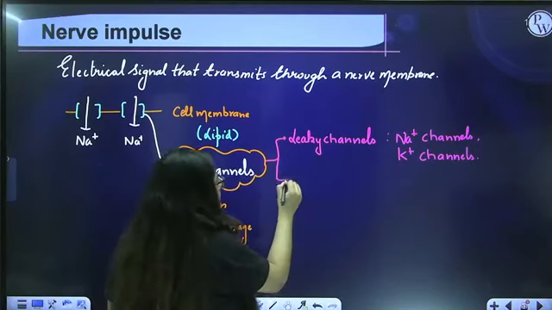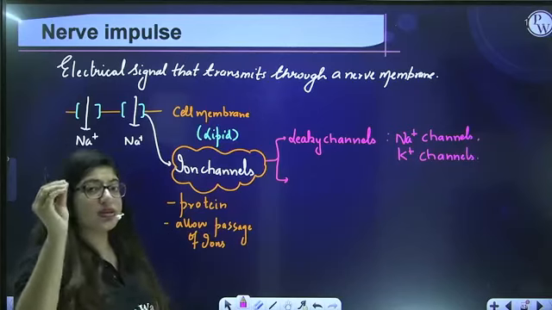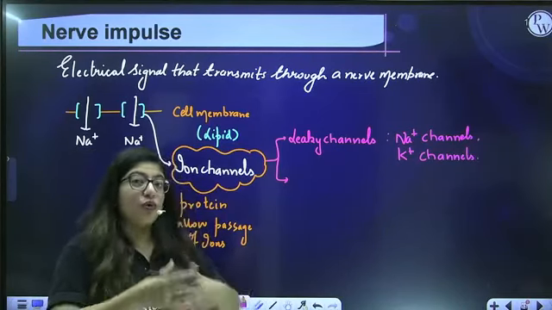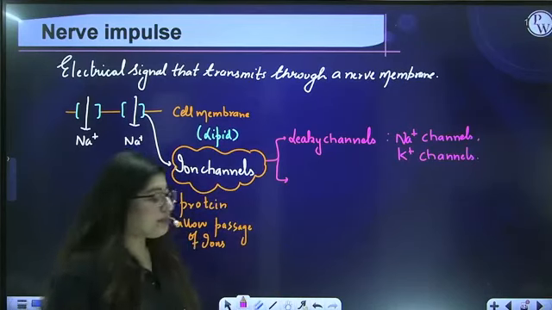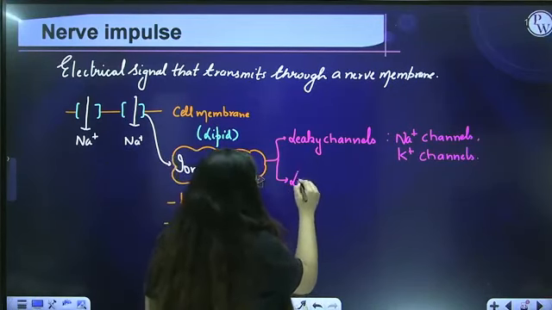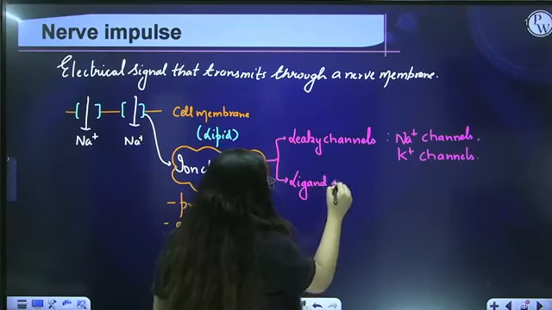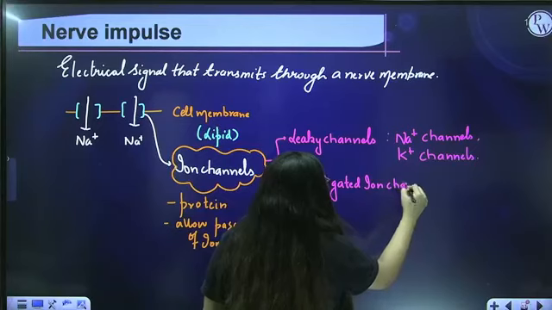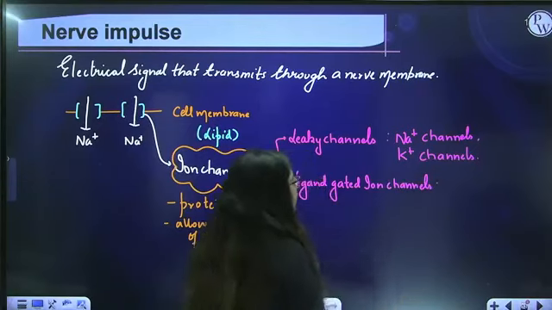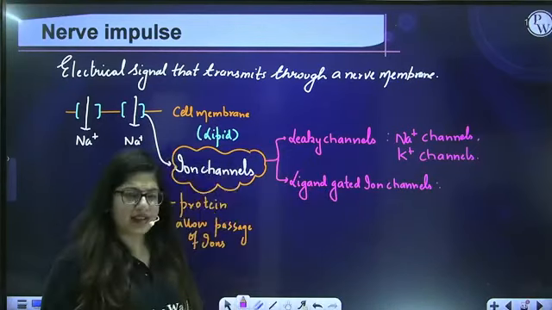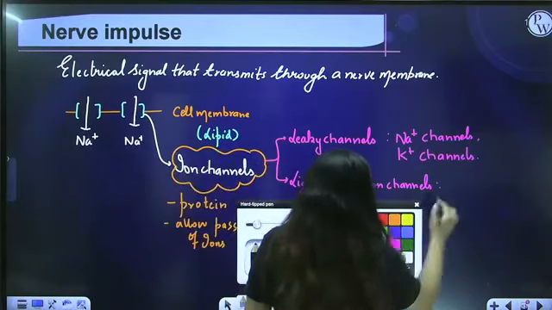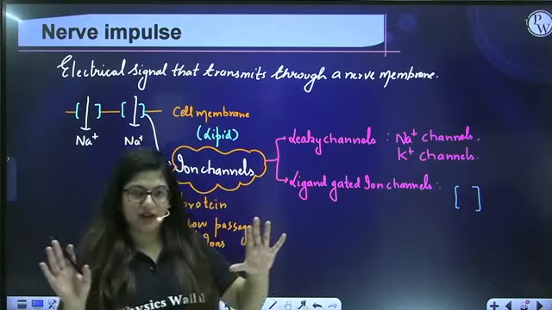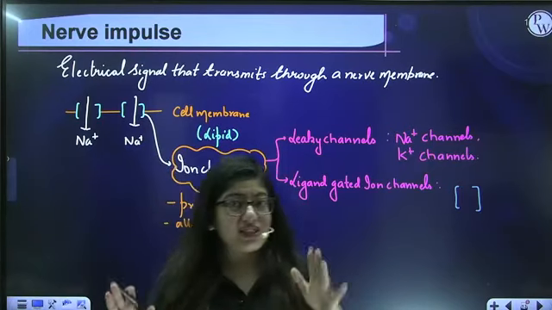Then we have certain channels which can only open and close according to a stimulus, right? If that stimulus comes, only then they will open. For example, there are ligand gated ion channels. Ligand gated ion channels need certain chemicals to open them. For example, say this is a sodium ion channel, but it is not the leaky one, not a normal sodium ion channel. This is one which is ligand gated.